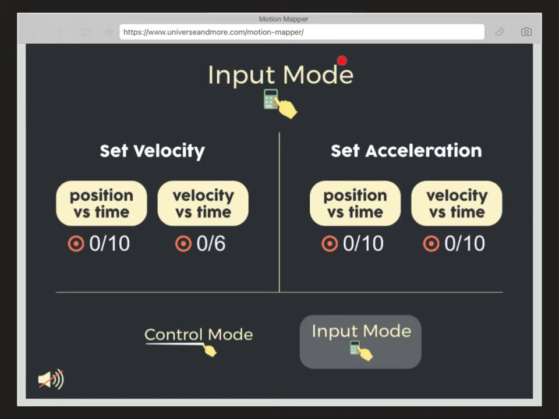You can click on it, and up here it tells you what it's scoring on. Notice it has 36 possible targets to reach under two things. One, you're going to set velocity, and you're going to look at two different types of graph: position versus time and velocity versus time. Then setting acceleration, there's a total of 10 different boards on each of position versus time and velocity versus time. So this screen is what you're going to take a screenshot of once you've completed some boards, and upload it.